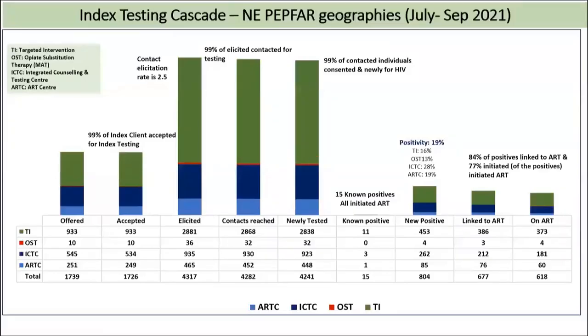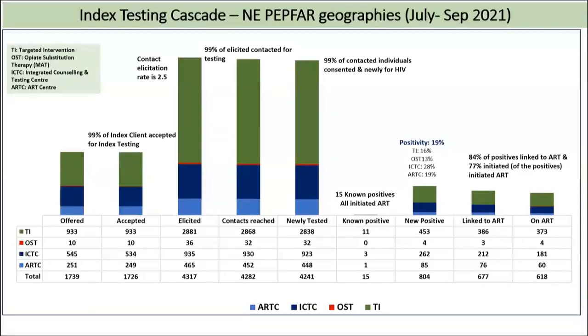This is how we monitor the program, even a global way of monitoring index testing. So if you can maintain this sort of record at your facility level, at your SACS or district or the facility level, you will be able to understand where the infection is coming from, how we need to scale up our activities, where we need more TIs or ICTCs or ART centers.